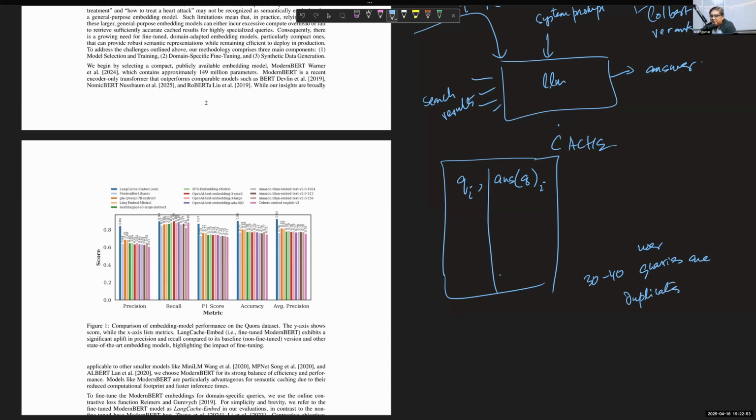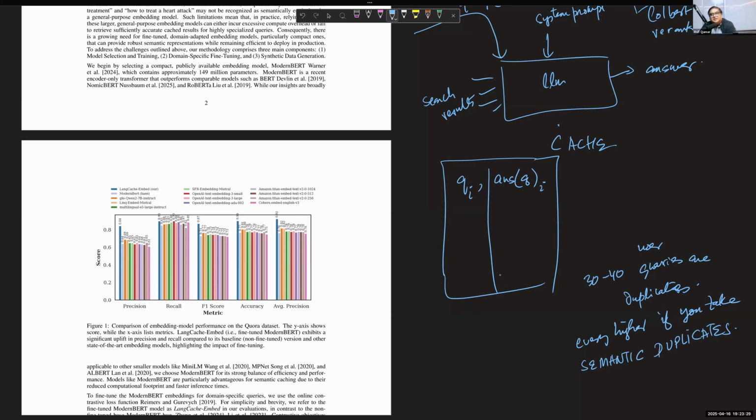And the number goes even higher if you take semantic duplicates, and this word is important, semantic duplicates. For example, you might say, tell me something about type 2 diabetes. And another query could be, I want to understand adult onset diabetes.